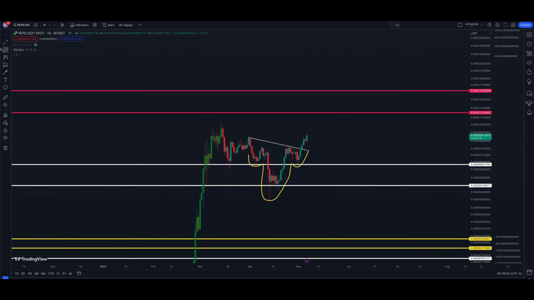We have a couple levels we want to watch as this continues higher here. We want to check out this level here, which is the 31st of March. We're in the month of May right now. 31st of March. We want to keep an eye on that level. We also want to keep an eye on the all-time highs back on the 14th of March. So those are two levels we want to keep an eye on as price approaches.